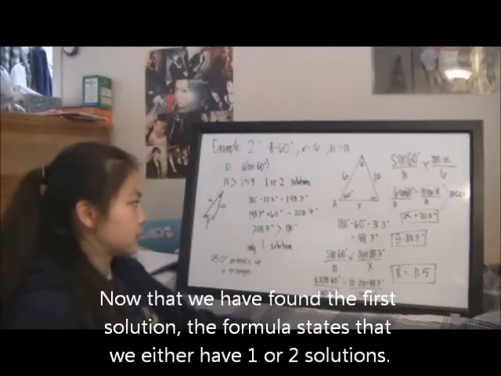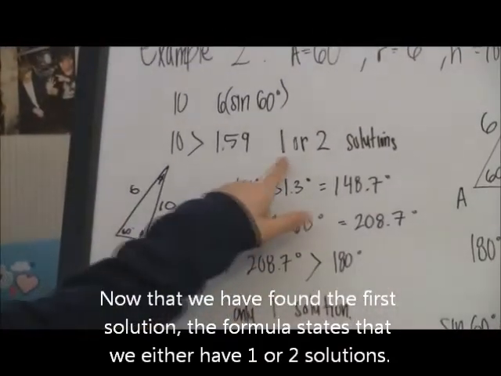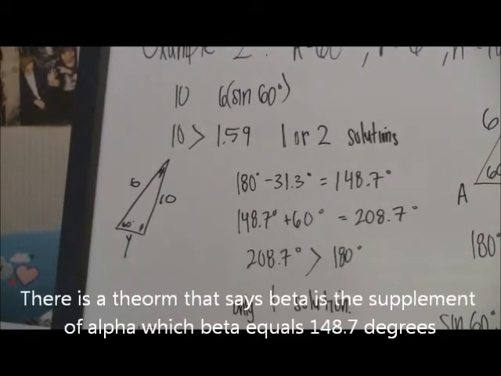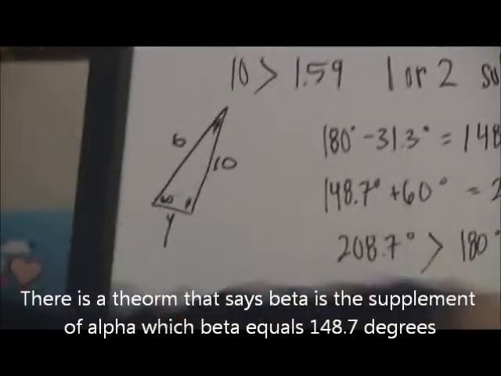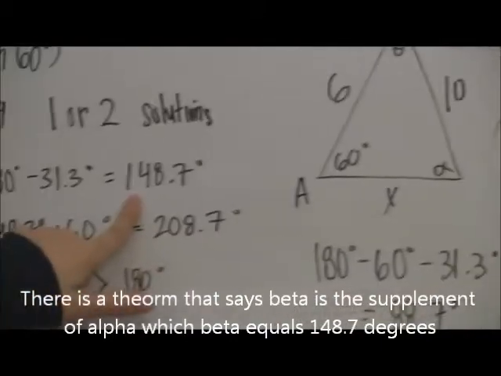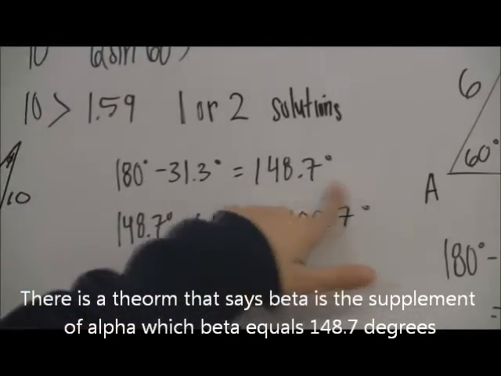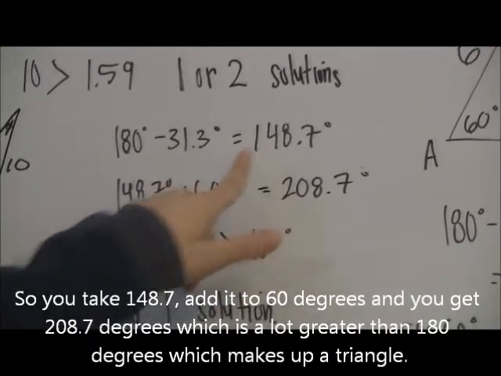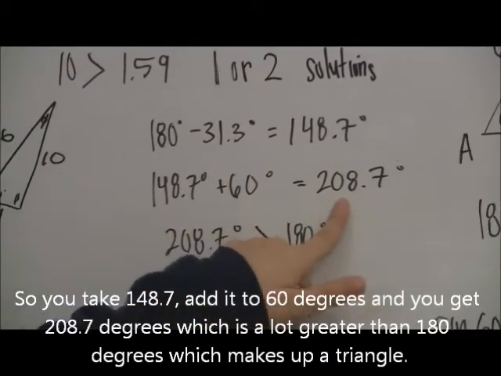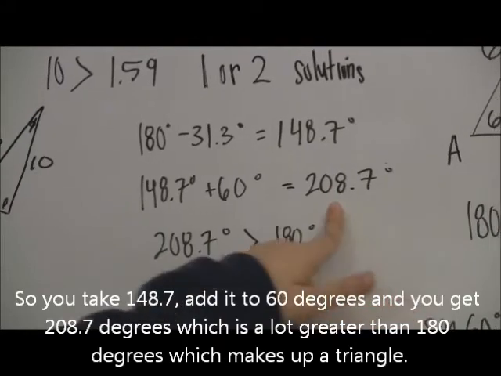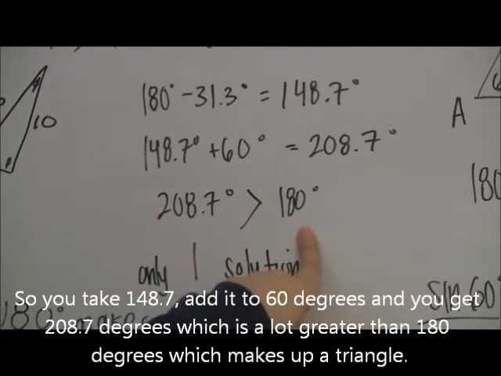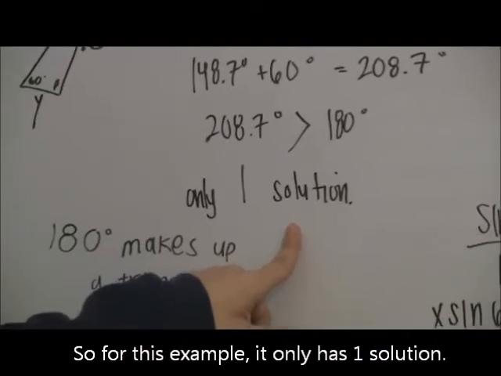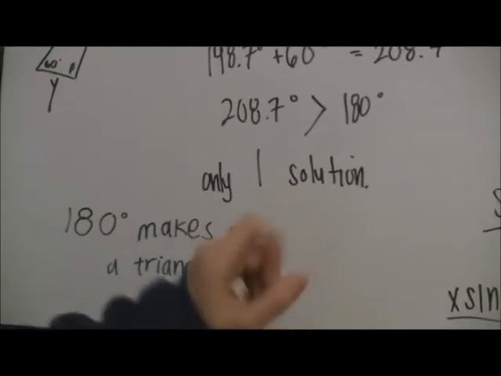Now that we have found the first solution, the formula states that we have either one or two solutions, so let's find out if we have a second solution. There's a theorem that says that beta is the supplement of alpha, so beta equals 148.7 degrees. You take 148.7, add it to 60 degrees, and you get 208.7 degrees, which is a lot greater than 180 degrees, which makes up a triangle. So for this example, it only has one solution.